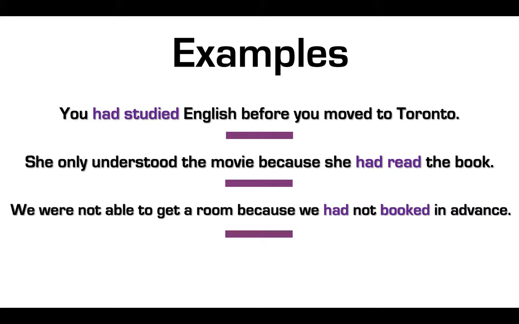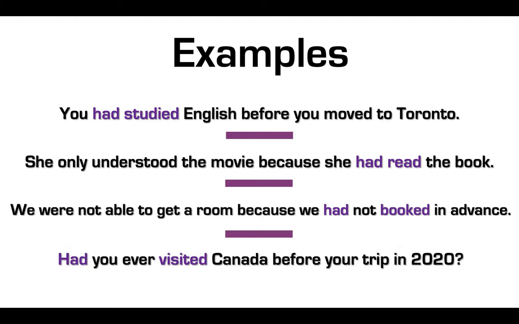We were not able to get a room because we had not booked in advance. So, past perfect simple: had not booked. Very good. Past simple: were not able. Very good. Be careful here because this is the past simple of the verb to be, and you know that the verb to be stands alone, so we don't need did with the verb to be. Had you ever visited Canada before your trip in 2020? So, past perfect simple, had visited. We don't have the past simple tense here.